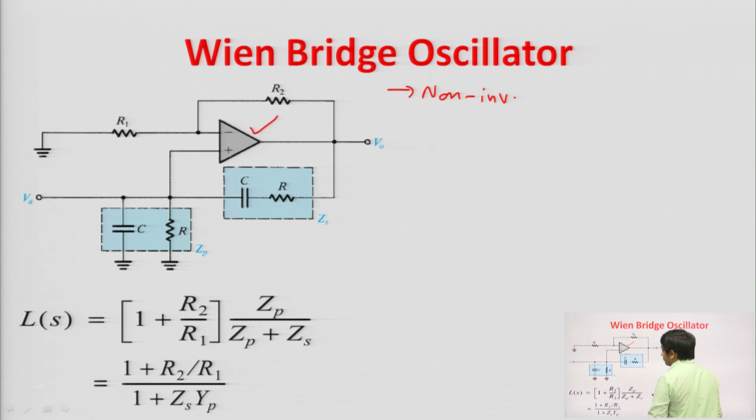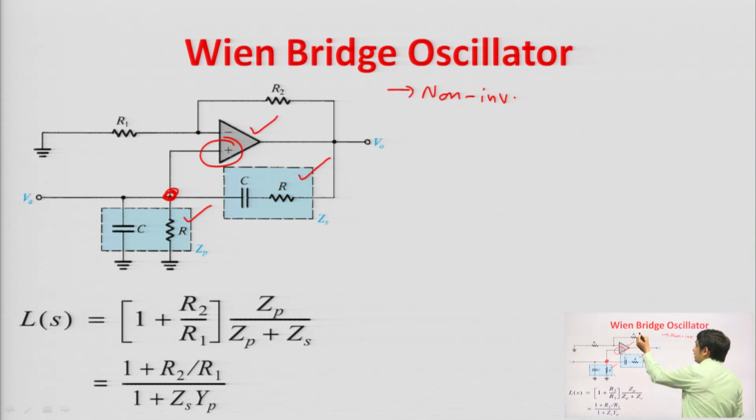In the feedback network there are two branches: one is R and C connected in series, and another is R and C connected in parallel, and it is connected to the positive input terminal, that is the non-inverting input terminal. These R2 and R1 resistors are just to set the amplifier gain. Just by varying the values of R2 and R1 we can vary the gain of the amplifier.